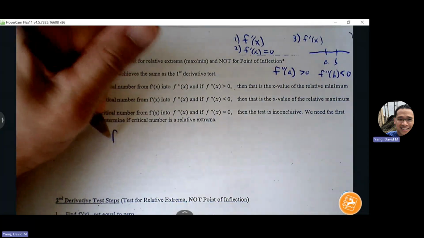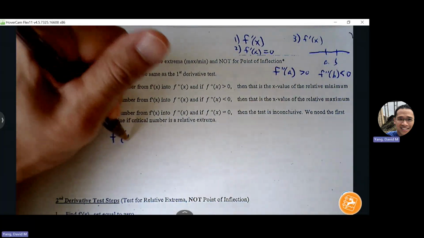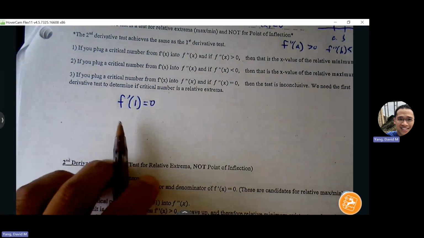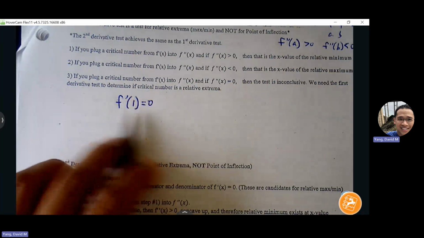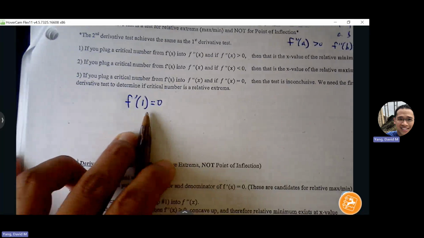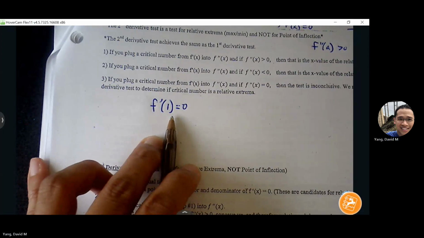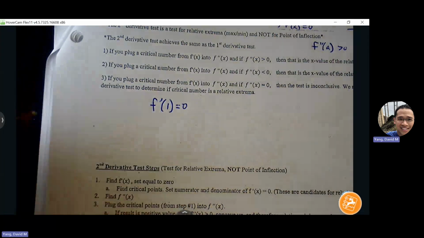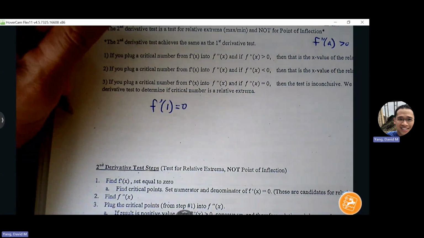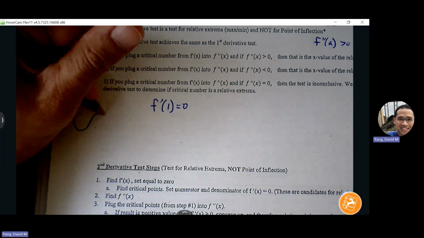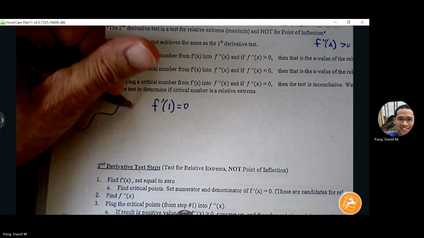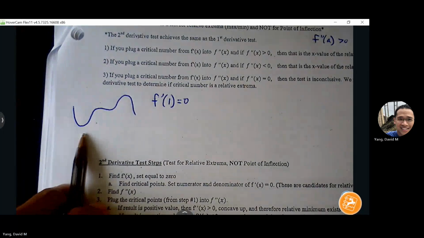Let's say we found that 1 was a critical point, and we knew that f prime of 1 is equal to 0. So just from this information alone, what does that tell you? Slope is 0. Now, if slope is 0, it could be this, it could be this, or it could be that. We don't know what it is.